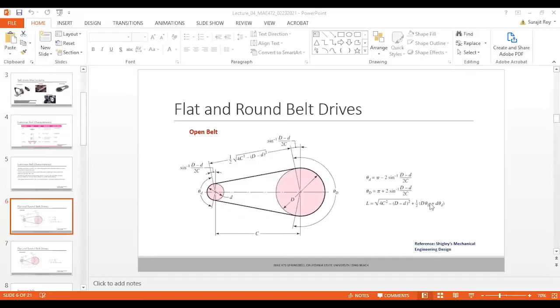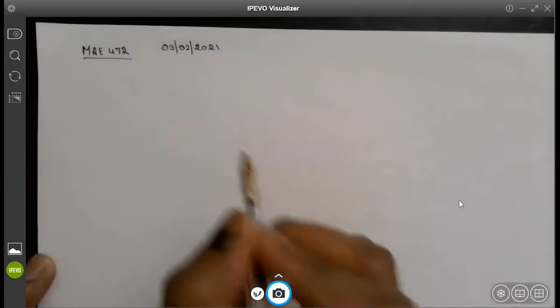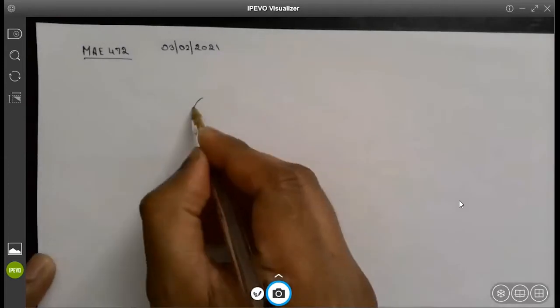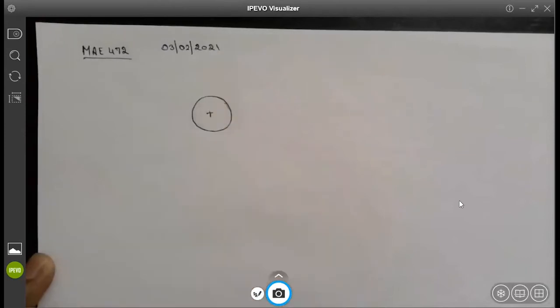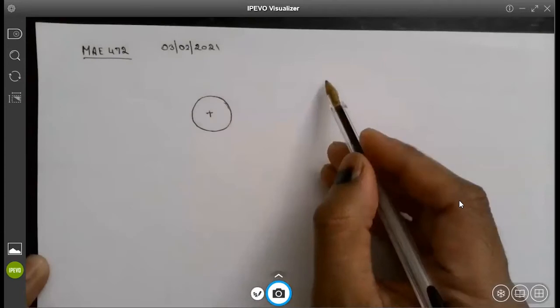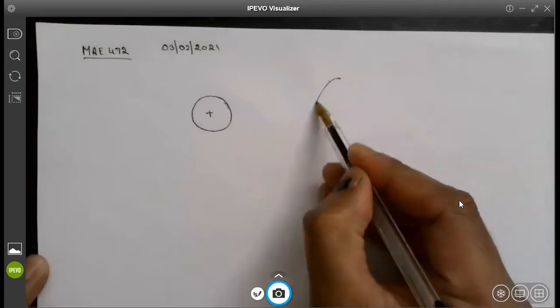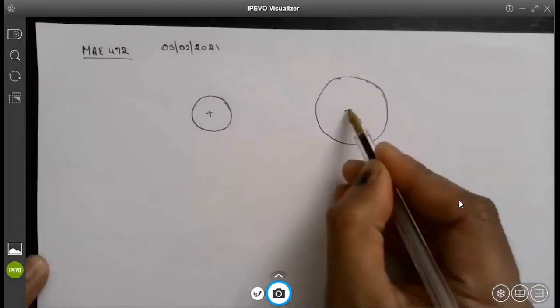Let me share the document camera. Hopefully this is visible to all. Yeah, great. What we are going to see here is how we design, or how we get to know, the width and thickness of the belt and the material properties of the belt when selecting a belt drive for a given application.